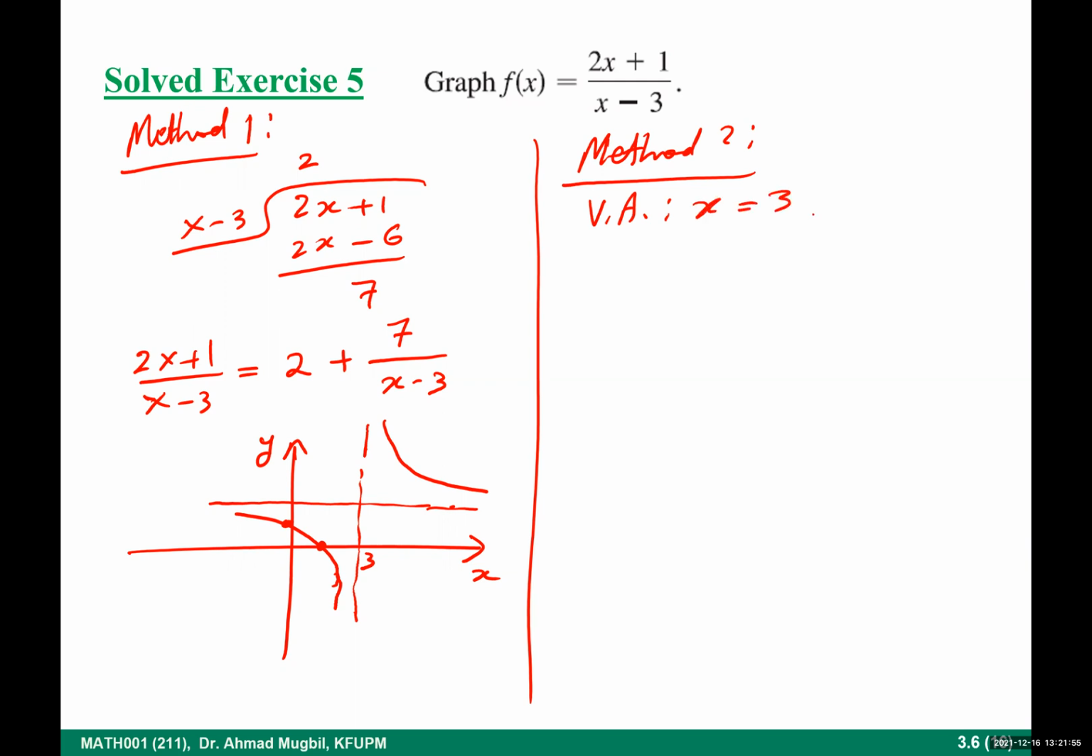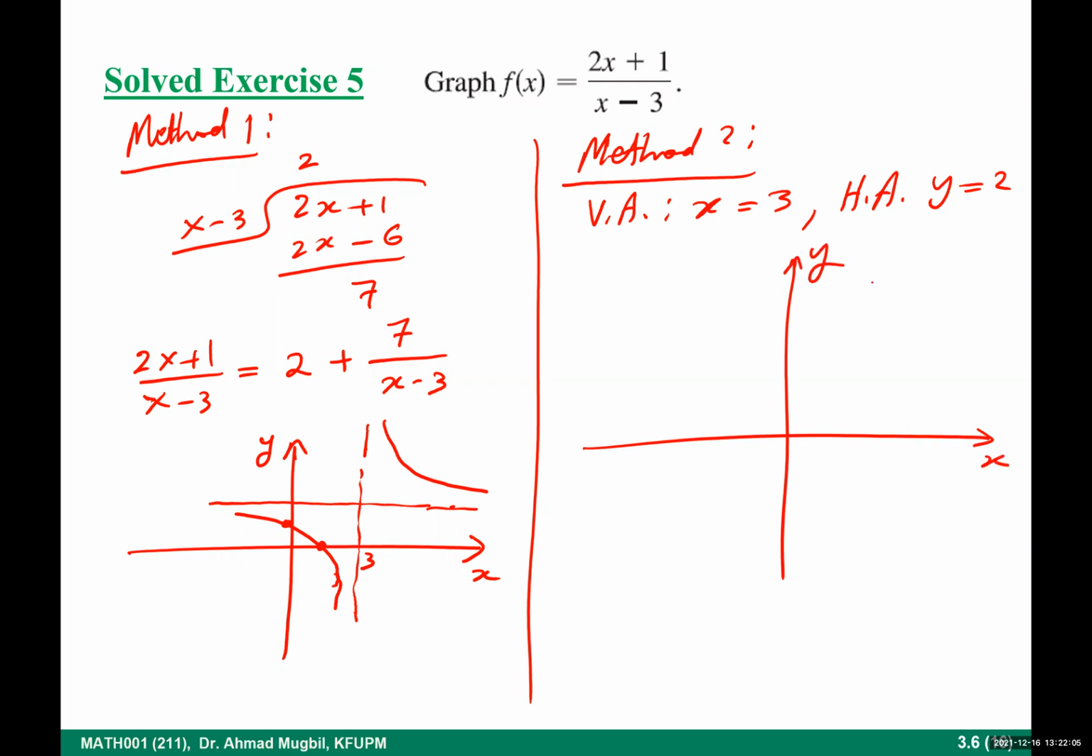X equals 3, please. And the horizontal asymptote? Y equals 2. Now go sketch the graph. Start with what? With the vertical, then the horizontal.